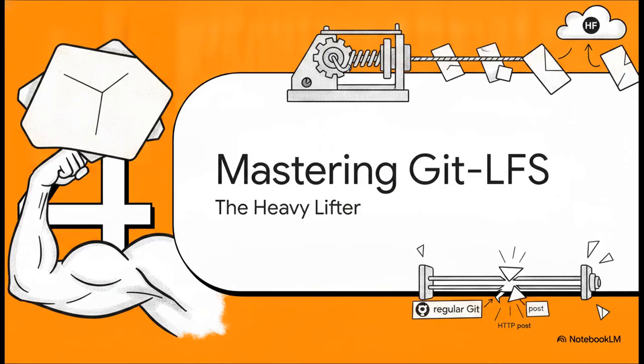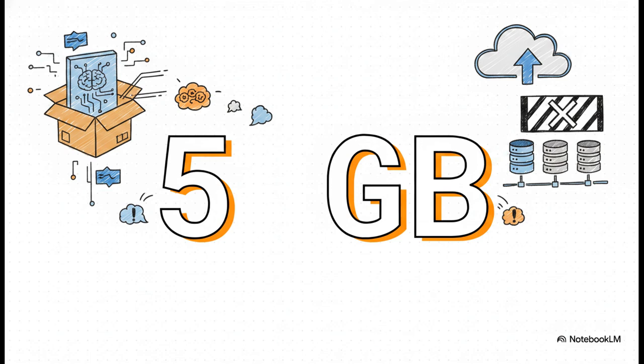Finally, we arrive at Section 5, Mastering Git LFS, the heavy lifter. Now here is the critical climax where standard methods completely break down. If you try to bypass Git entirely and just use a simple HTTP upload, well, you're going to hit a hard wall. Your upload will fail entirely if your file is larger than 5 gigabytes. And let's be real, for modern machine learning models, you are hitting 5 gigs in the blink of an eye. There is literally nothing worse than a massive upload failing right at 99%.